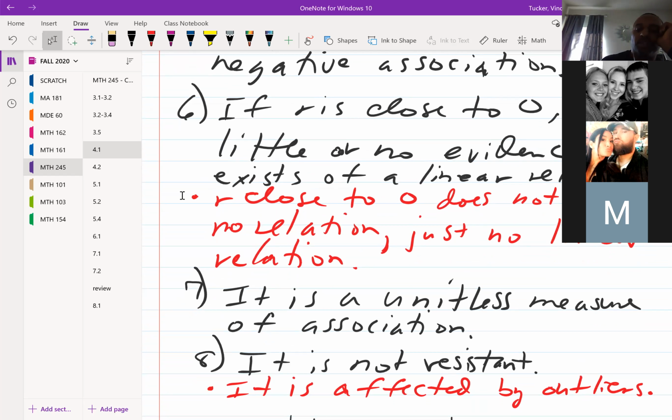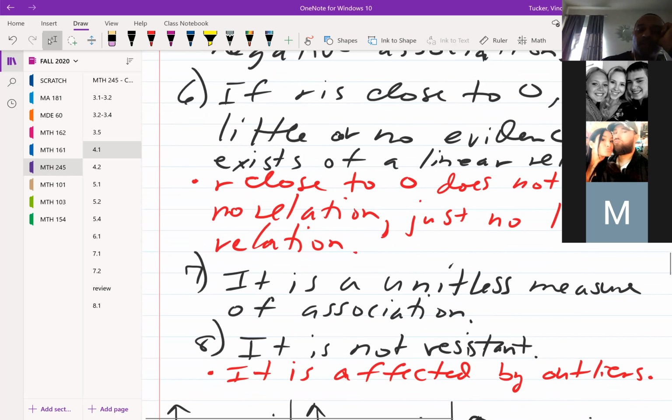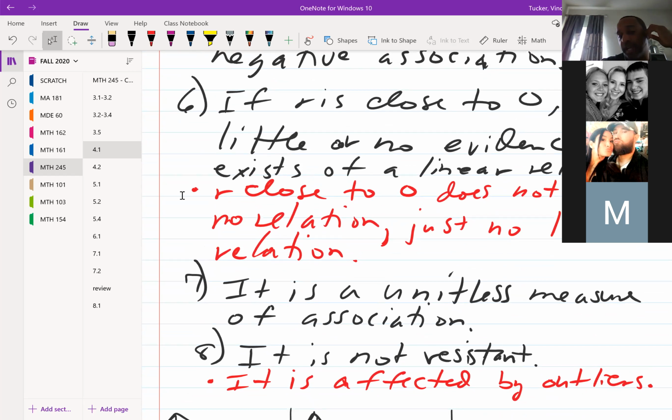So it is a unitless measure of association. And that last one is not resistant. That means it's affected by outliers. And outliers are extreme values. Once again, that's something that you guys are not going to have to worry about, but it was just one of the characteristics or properties of a correlation coefficient.